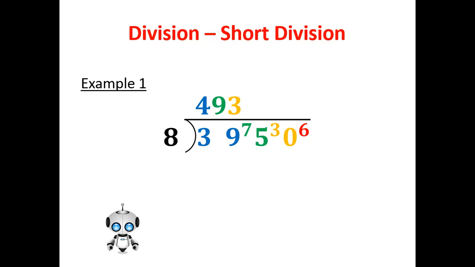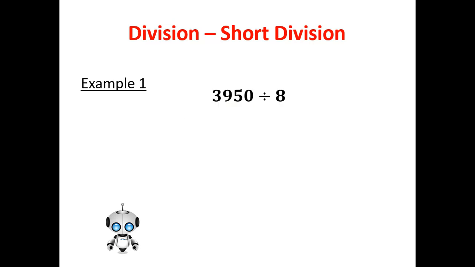So here's a couple of ways to write your answer. First way is to put an R6, which means remainder 6. So 493 with 6 remainder. So 3,950 divided into 8 can be written as 493 with 6 remainder, or, and we'll get more into this later on with fractions, you could write it as 493 with 6 remaining out of the 8.